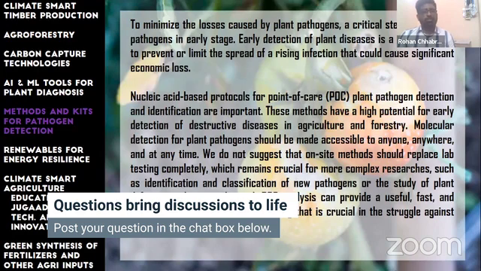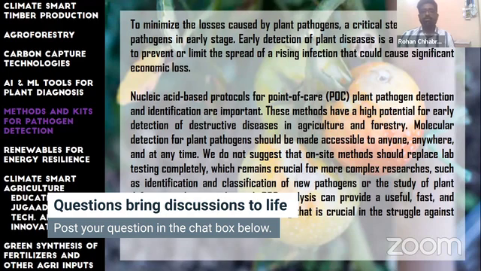Then methods and kits for pathogen detection. So to minimize the losses caused by pathogens, a critical step is to detect the pathogens at an early stage. Early detection of plant diseases is a crucial factor to prevent or limit the spread of a rising infection that could cause significant economic loss. Nucleic acid based protocols for point of care plant pathogen detection and identification are important. These methods have a high potential for early detection of destructive diseases in agriculture and forestry. Molecular detection for plant pathogens should be made accessible to anyone, anywhere, and at any time.